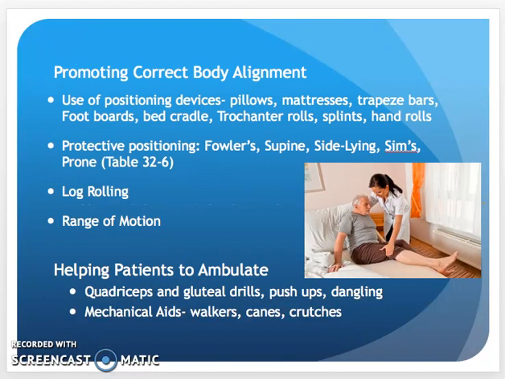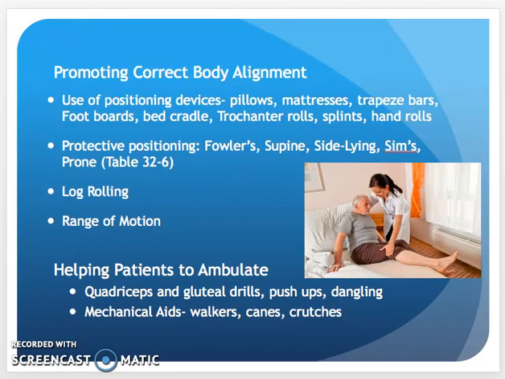So you want to be promoting correct body alignment for your patients. You can do this through the use of positioning devices, such as pillows, mattresses, trapeze bars, footboards, bed cradles, trochanter rolls, splints, and hand rolls. If you're not familiar with any of these items, we have them in the nursing lab, and please ask and we'll show you.